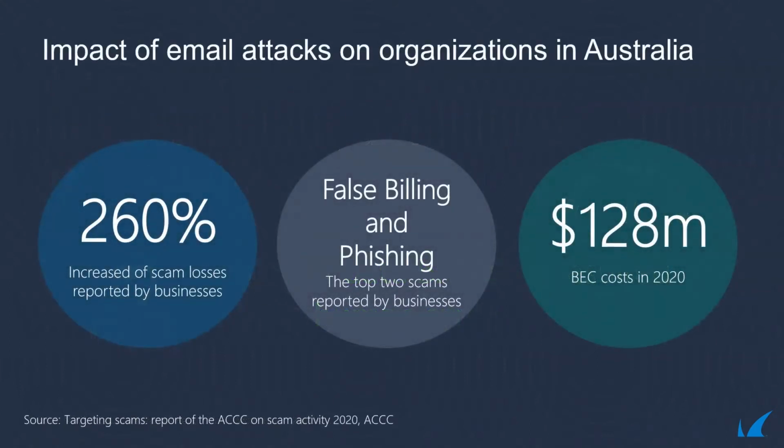If we have a look at the scam losses in Australia, that increased by 260% in 2020 to 18 million from 5 million in 2019. So you can see with increased work from home and more targeted attacks, they're actually getting through and penetrating business, which reported that most of these were due to false billing and phishing scams. 128 million of those dollars were lost to business email compromise in 2020.